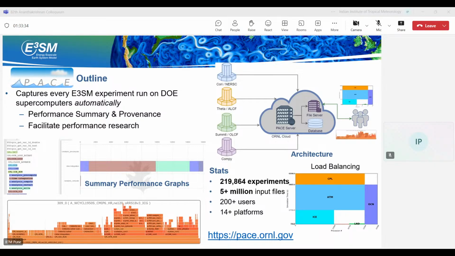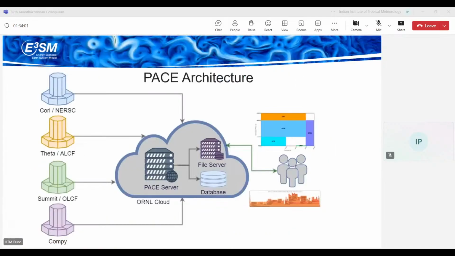Every E3SM model experiment that we run on a DOE supercomputer, we automatically capture the performance characteristics and the provenance characteristics, and we upload it to a central database. This lets us look at summary performance graphs and load balancing issues. Even though we are not an operational center, we do keep track of nightly tests, nightly performance regressions and things like that.